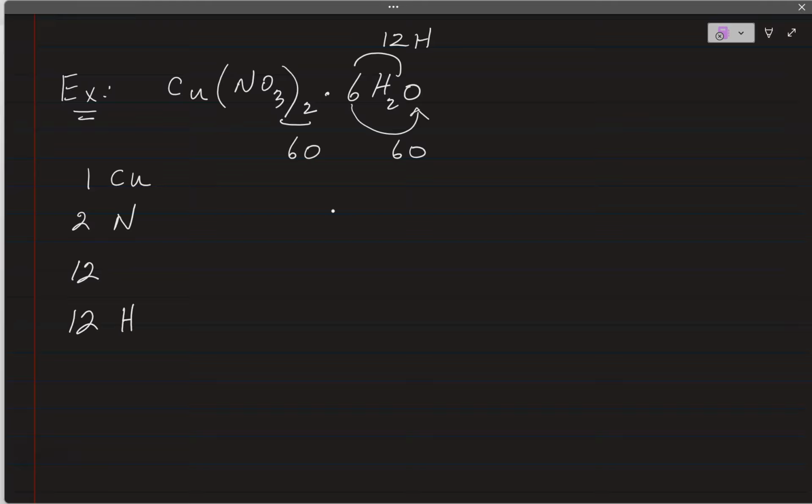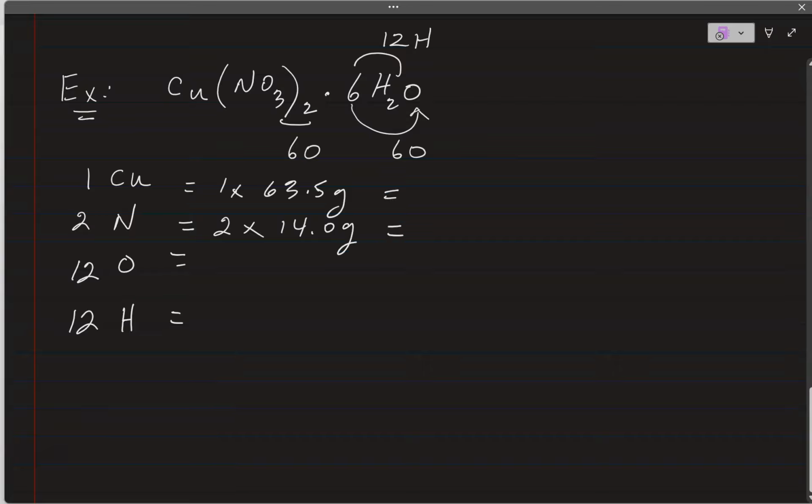Okay, so let's now go ahead and find the atomic mass of each one. That's simply, you're going to go to the periodic table and find it. So first one, the copper is heavy, 1 times 63.5 gram. And we have nitrogen, we already did that, 2 times 14.0 gram. And then we have 12 times 16.0 gram. And the 12 hydrogen, 12 times 1.0 gram. All right, let's add them all up.